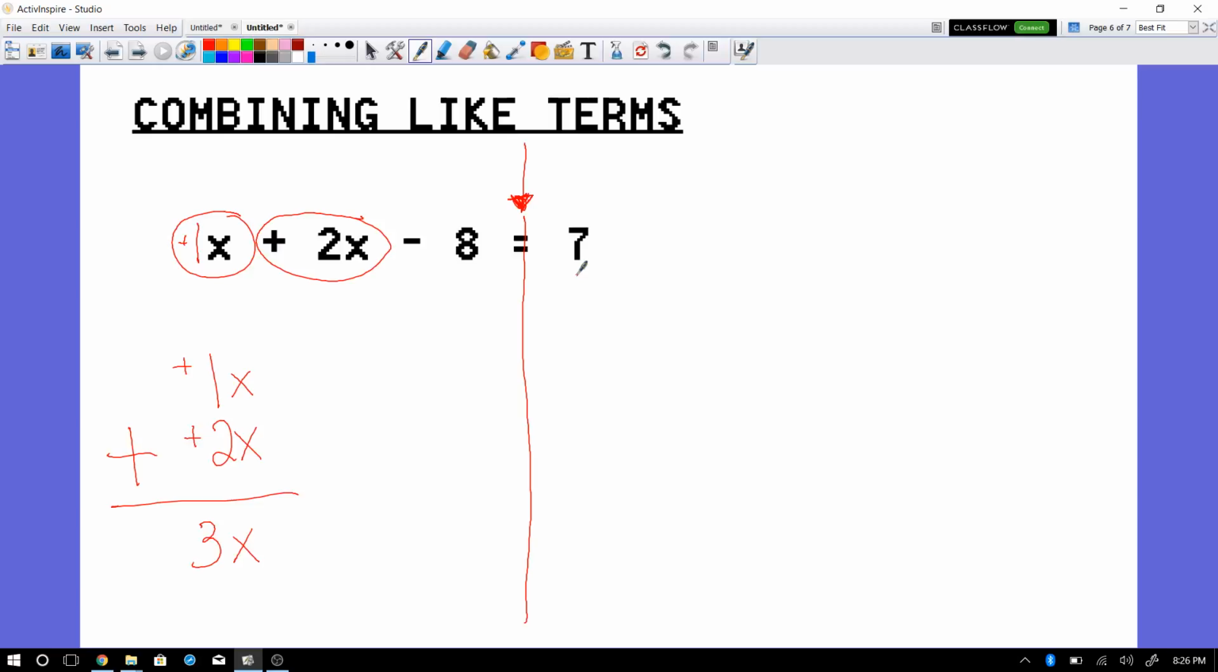But whenever we start solving the equation, that's what we're going to end up doing, is getting rid of that minus 8. So I'm going to rewrite the problem. 3x minus 8 equals 7. So after we combine our like terms, next step is to rewrite. This is where we get back into our normal routine of solving a 2-step equation.